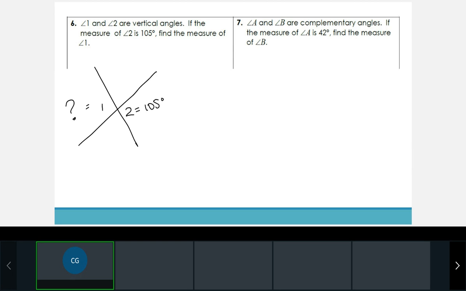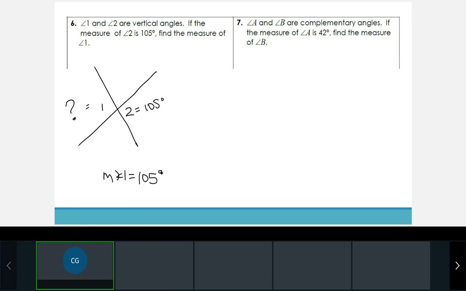Well, vertical angles are congruent. So the measure of angle 1 has to be, you're right, Andrew. Anyone else want to chime in? What do you think measure of angle 1 is going to be? Yay. Awesome. Good. A waterfall of 105s. You're right.